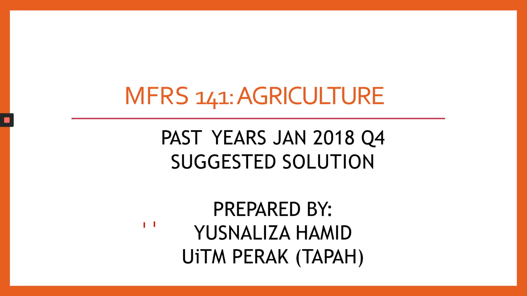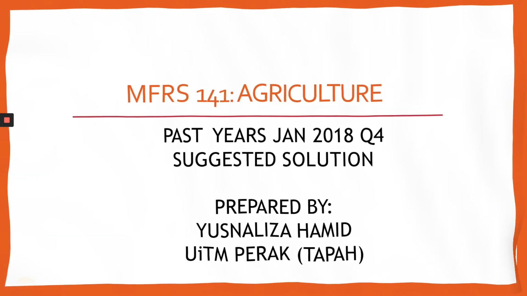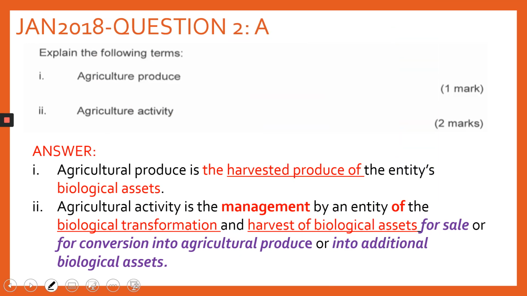Today we are going to discuss question 4 from MFRS 141 Agriculture. This is for the subject FAR320 and we are going to discuss the question together with the suggested answer. So the first question, question 2A1, you are asked to explain the term agricultural produce and agricultural activity. That is just for 1 mark and 2 marks respectively.